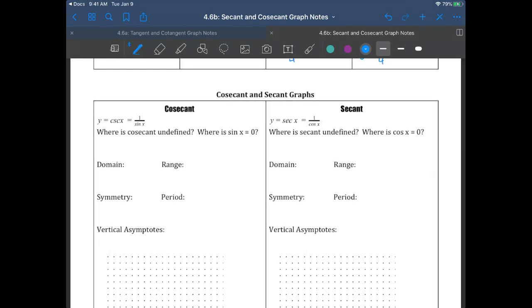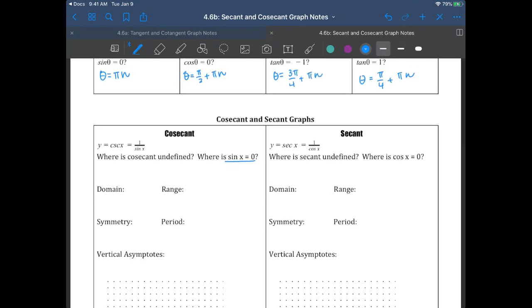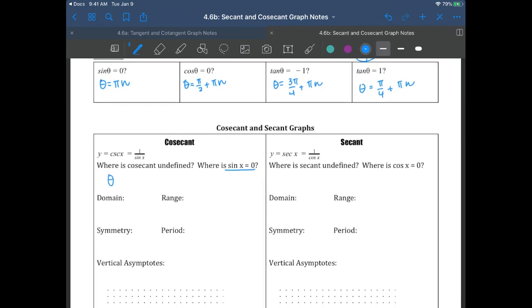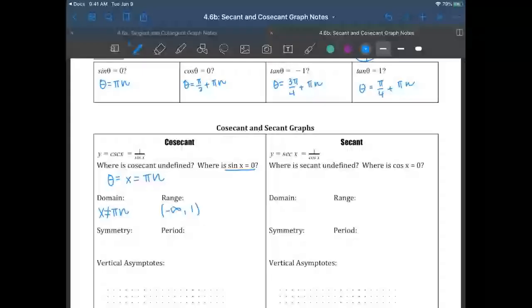All right, where is cosecant undefined? It's when sine x is equal to 0. So that for us would be when theta, or x in this case, is equal to pi n, which means that the domain is we cannot equal pi n. The range for the mother function is y between negative infinity and -1, with -1 included, or from 1 to infinity.